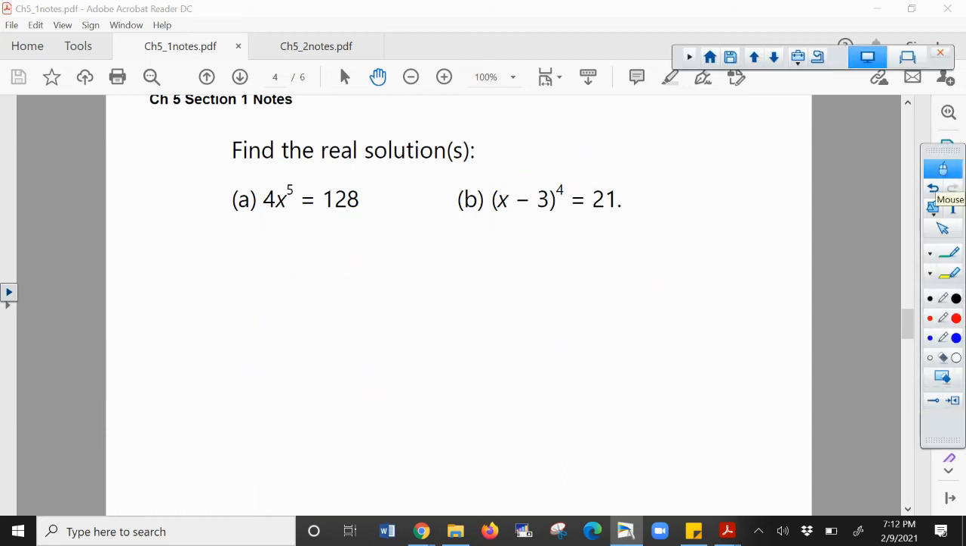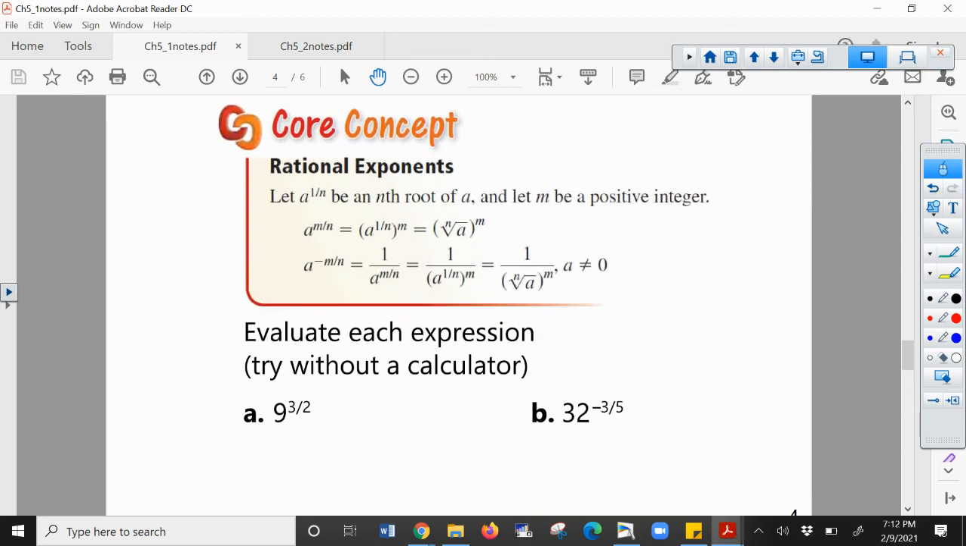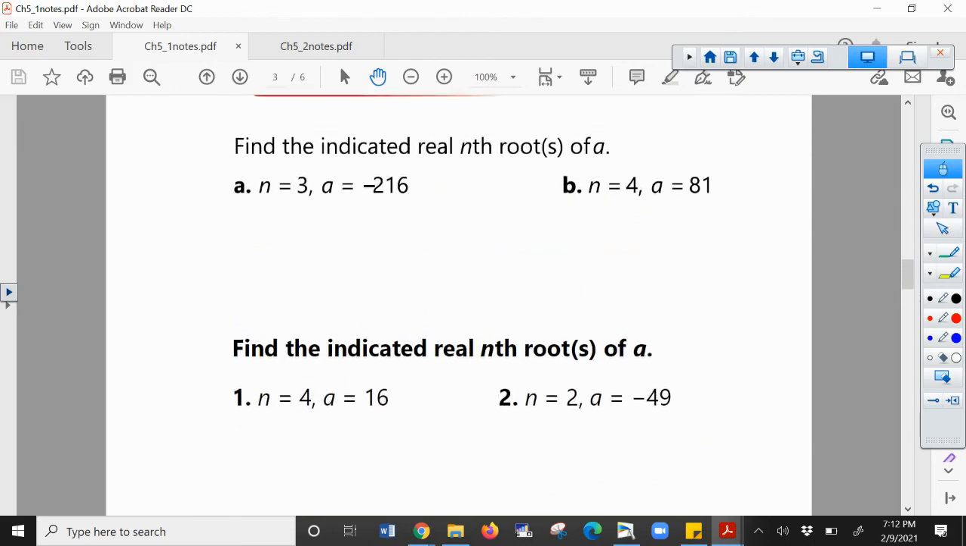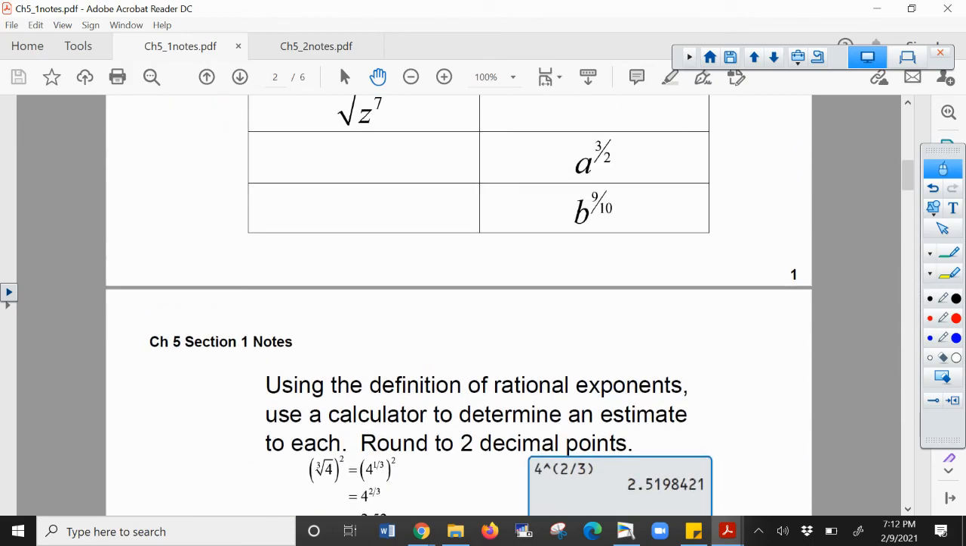So that's solving these things. We've done solving, we've done changing between forms, and that's probably enough for this video.